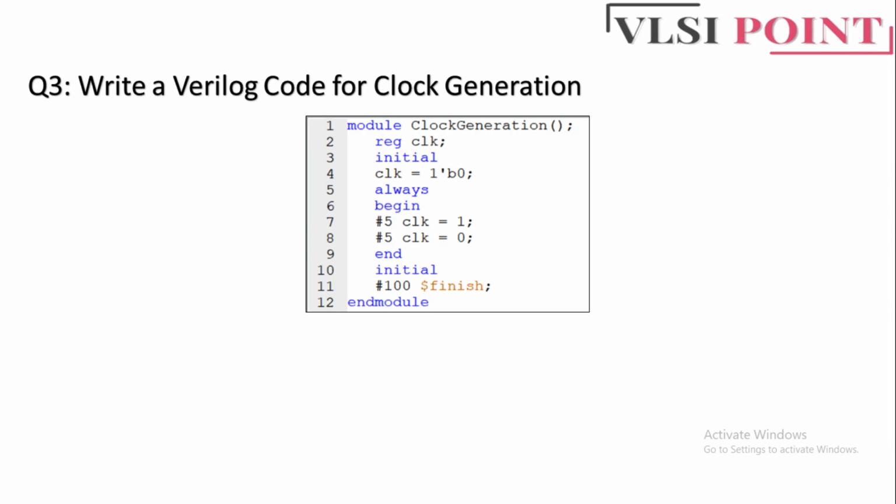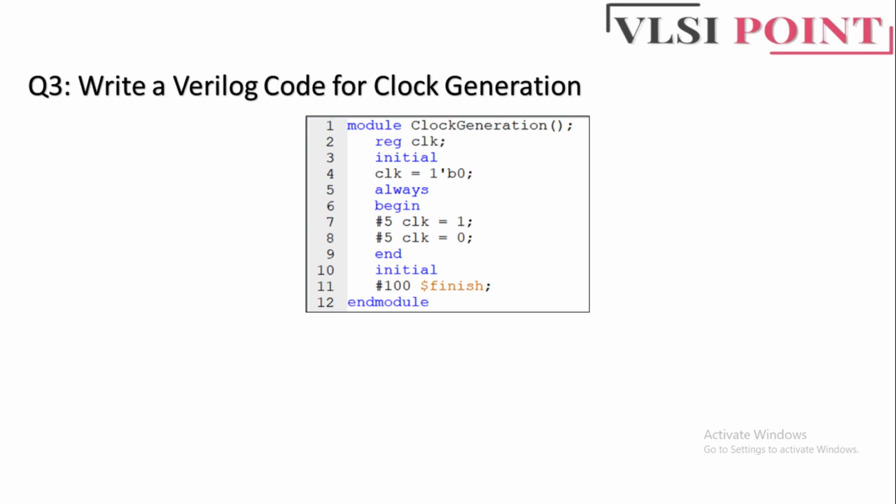So what is actually happening here is, initially your clock was 0, then your clock is made 1 after some time unit and then again it is coming to 0. In this way a clock signal will be generated. Since it is in this always block, that means it will be generated again and again. And this function will be finished after 100 time units.